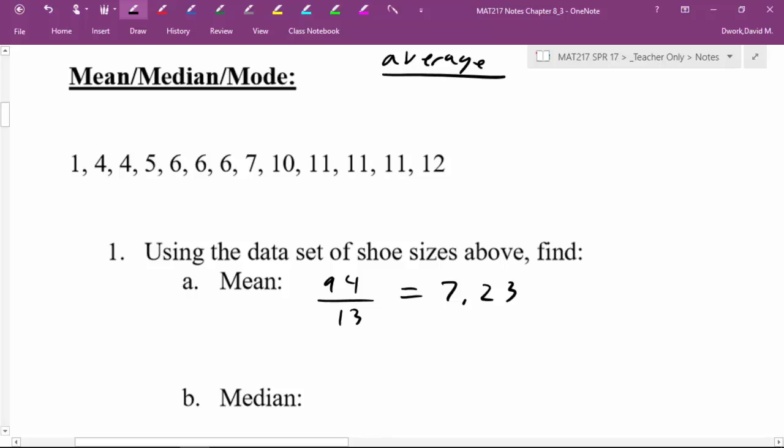7.23. So now, what are the units on this? Well, that would be shoe size once again, right? Because all of these is the shoe size of shoe size 1, shoe size 4, shoe size 4. So if I'm adding them up, it would just be the average shoe size. So we'd be saying the average shoe size in this class was a 7.23.